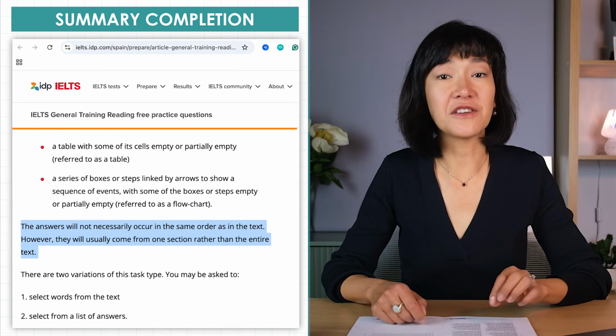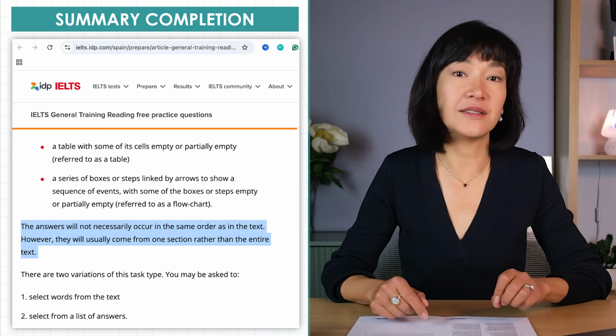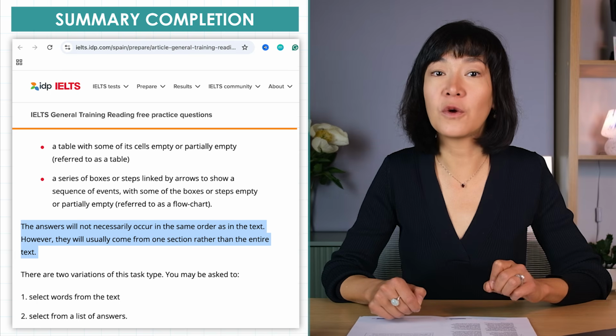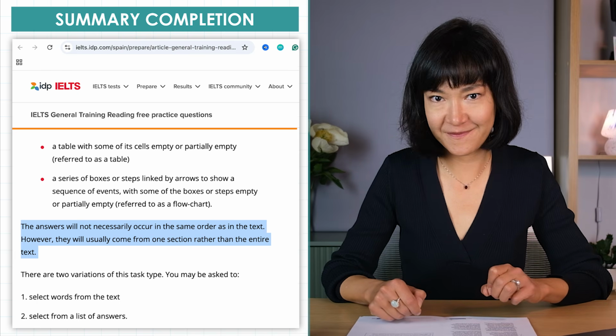Here is something really useful to know about summary completion. The official instructions say answers will not necessarily occur in the same order as in the text, but they will usually come from one section rather than the entire text.